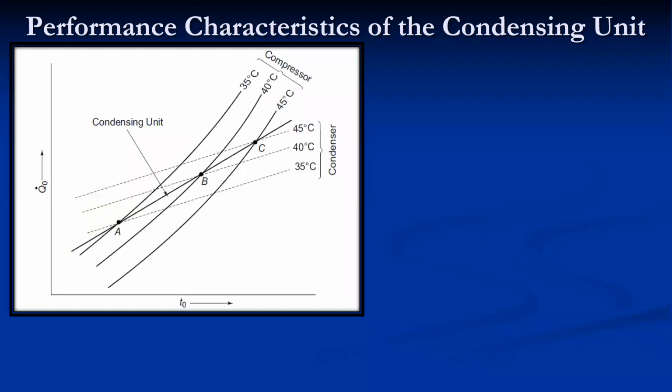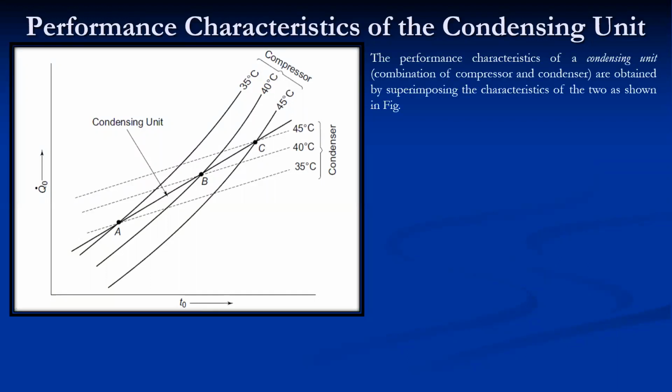First of all, we'll discuss how to obtain the characteristics of the condensing unit. The condensing unit mainly consists of compressor and condenser, and the performance characteristic of the condensing unit is obtained by superimposing the characteristics of compressor and condenser, as shown in the figure. We already discussed the characteristic curves of the reciprocating compressor in unit number 2.